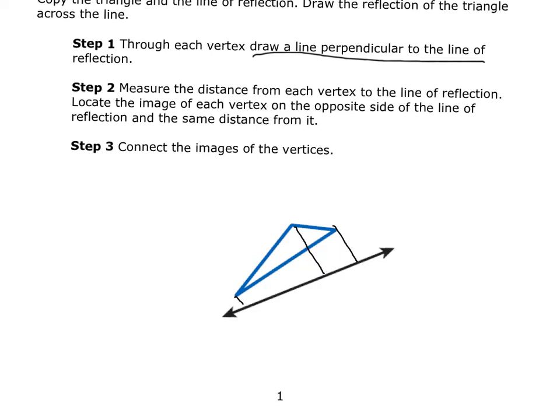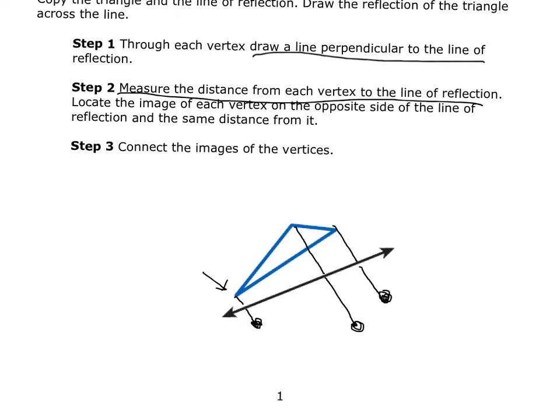Okay. Now step 2 says measure the distance from each vertex to the line of reflection. Okay, so we'll measure those distances, or you can simply guess, and in this case we'll just guess, and then locate the image of each vertex on the opposite side of the line of the reflection, the same distance from it. So our first point down here, okay, we'll go to the same distance on the other side of the line of reflection, and we'll draw a point. And we'll do that for each of these. So you can simply kind of guess about how far it would be. Okay, so there's our 3 points.